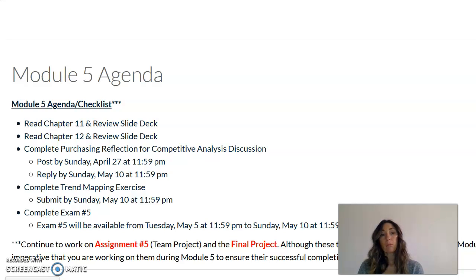In addition, during Module 5, which is the final phase of the course, you should also continue to work on assignment number 5, as well as the final project. Although these 2 assignments are not explicitly tied to Module 5, you need to also be working on them during this final phase of the course in order to be able to complete them successfully. So that is Module 5 in a nutshell.